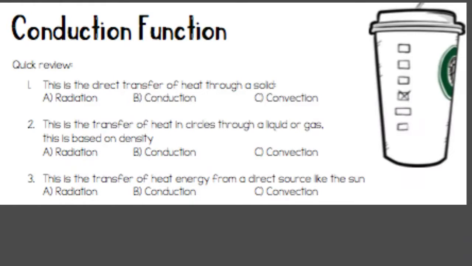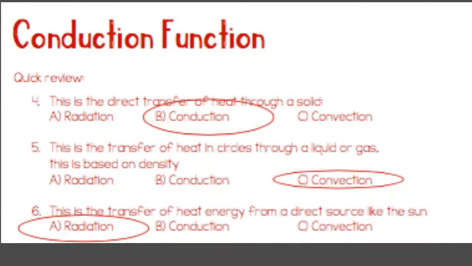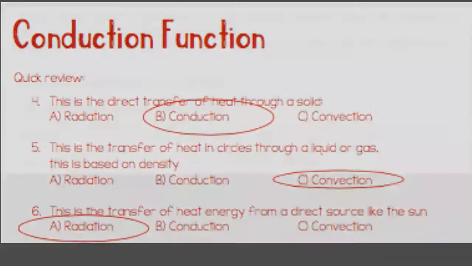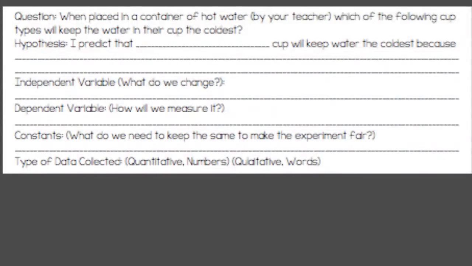This is the transfer of heat energy from a direct source like the sun. Is it A, radiation, B, conduction, or C, convection? I'm going to give the answer away in 3, 2, 1. It is A, radiation. So that's just a quick review of what we talked about yesterday. Those are the answers.